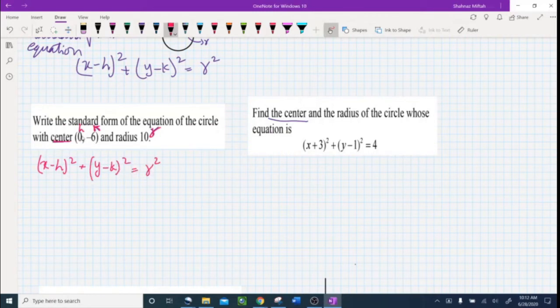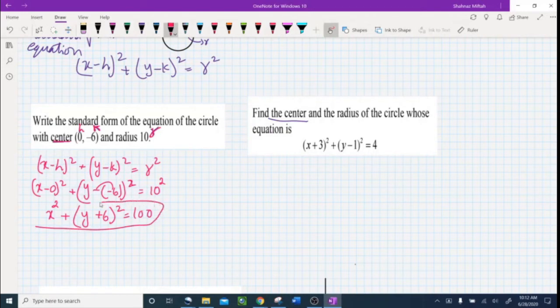So replace h with 0, squared, replace k with -6, equals r, which is 10 squared. Okay, now you know 0 doesn't do anything, so I'm just going to make it disappear, and that's x squared plus y, and these two turn positive, (y + 6) squared equals 100. And this is my standard equation of the circle.